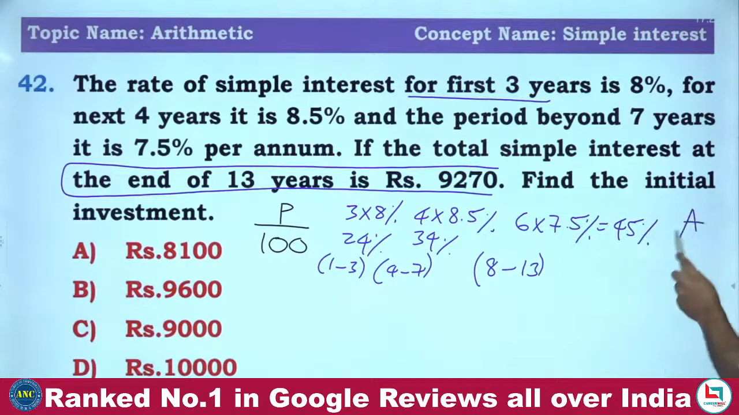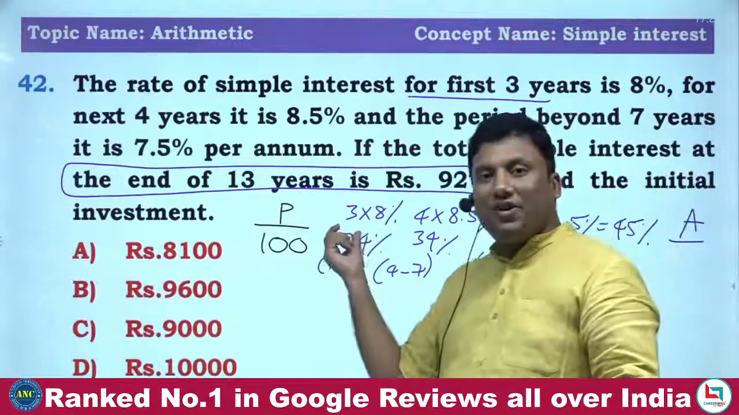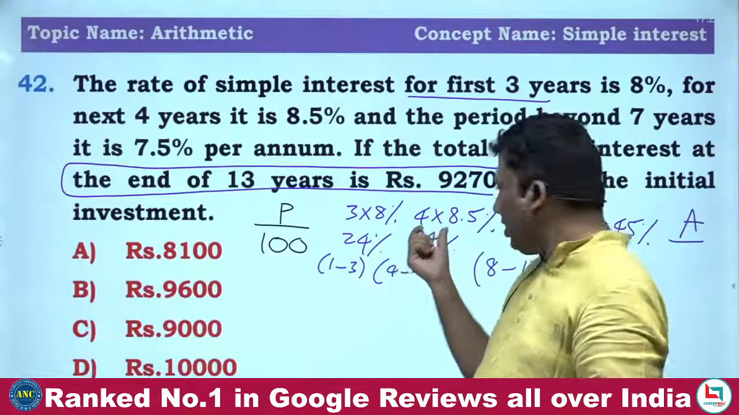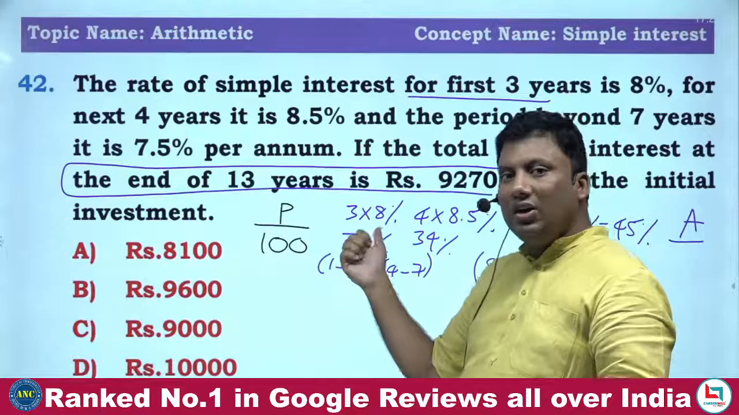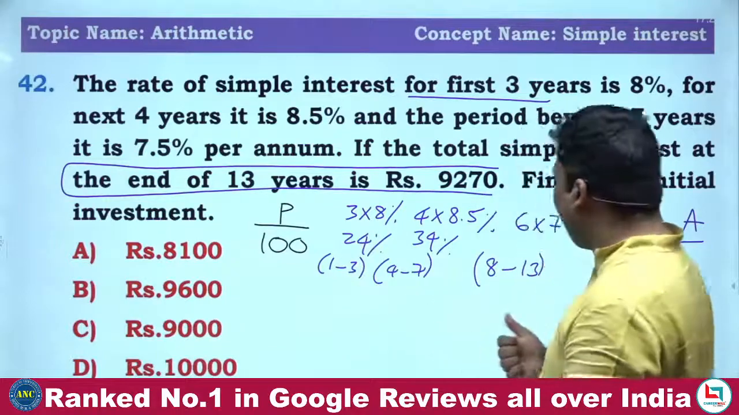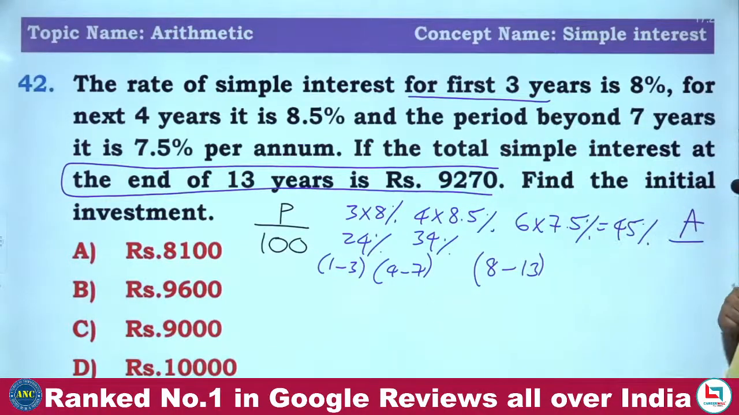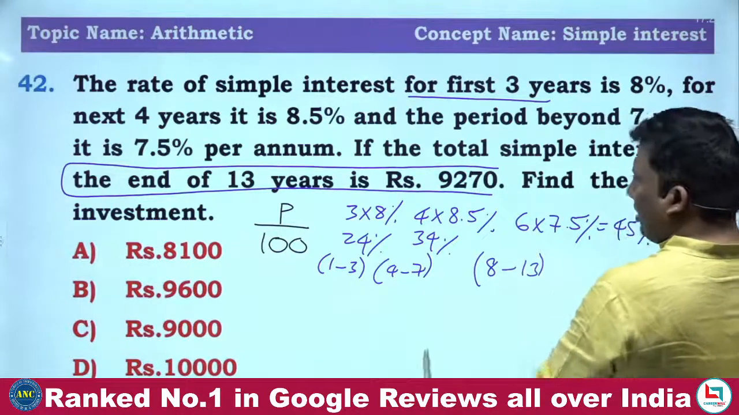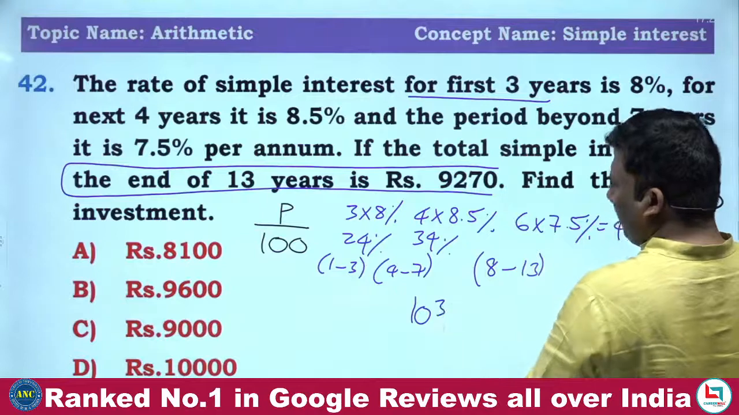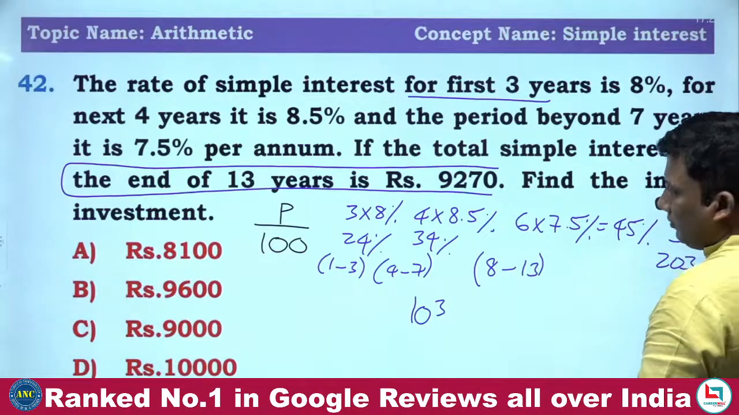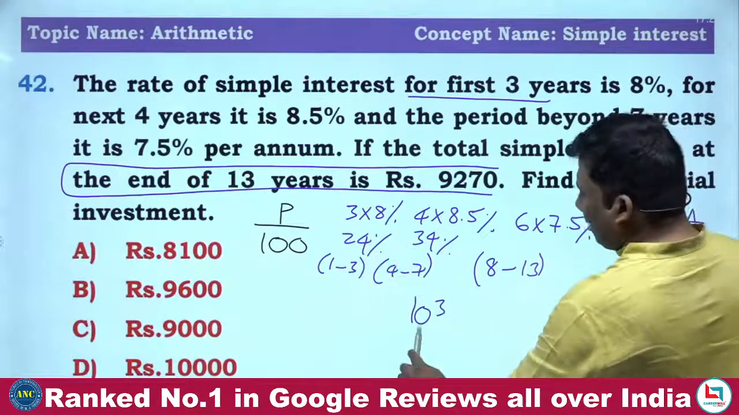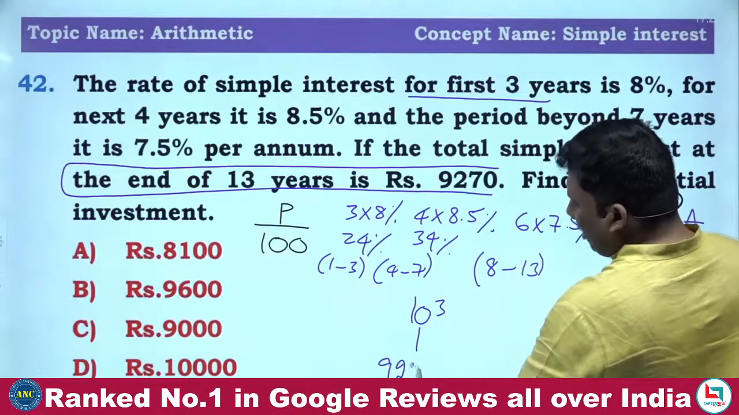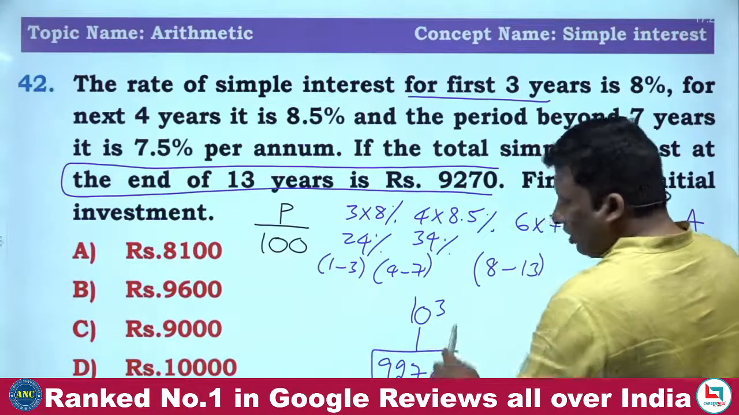That means the total amount on 100: for the first 3 years it is 24 extra, next it is 34 extra. 24 plus 34 is 58. 58 plus 45, it is 103. The amount is 203. Now, how much is extra? It is 103. Am I right? 100 is becoming 203. 103 is becoming 9270.